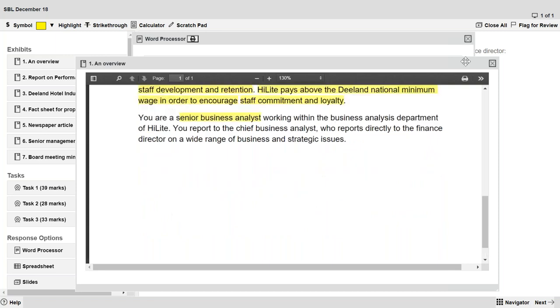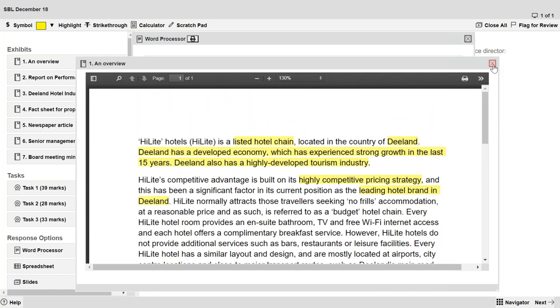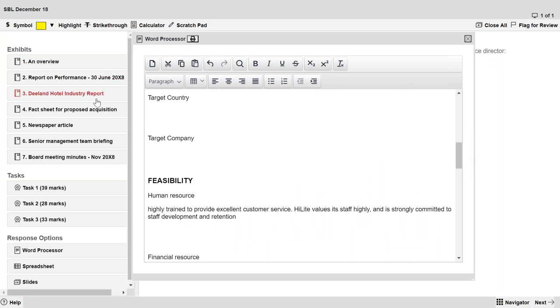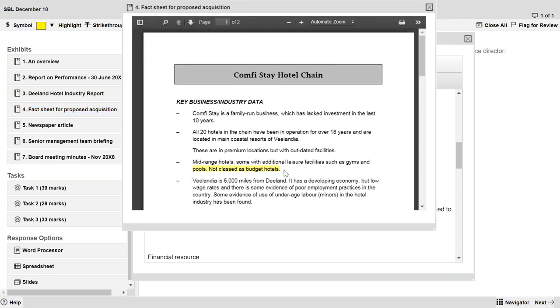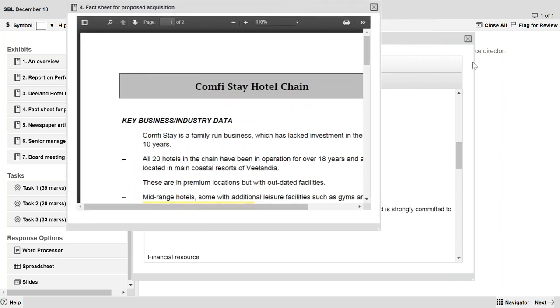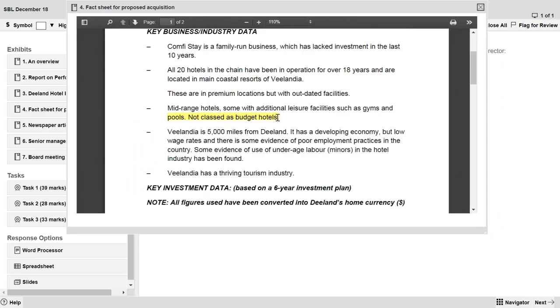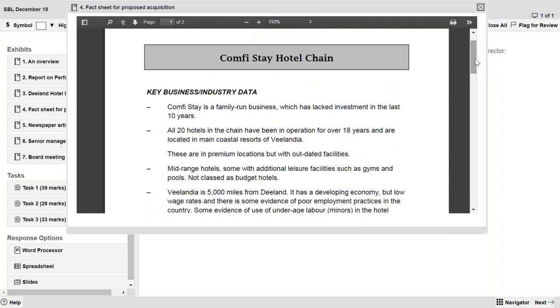Done. So we are done with the overview, and based on the overview we have, I will close the overview. We already found some basic information. Now guys, open up fact sheet. Okay, so fact sheet, I will just increase the size. I will close the word processor. Now I will focus on the reading of fact sheet. Why is it highlighted? Let me remove the highlighted thing. Okay, so let's read the fact sheet.